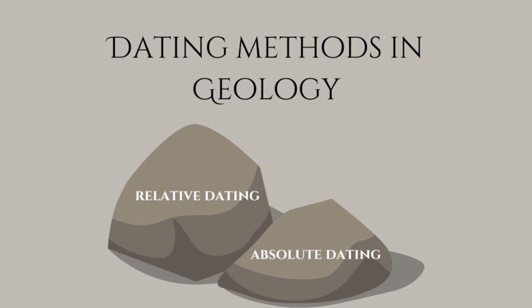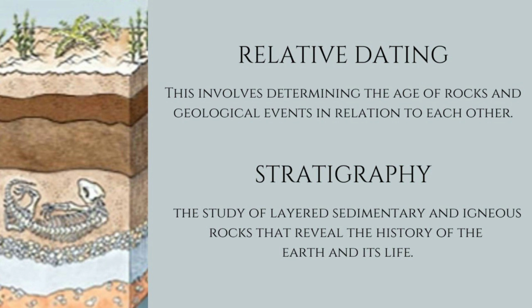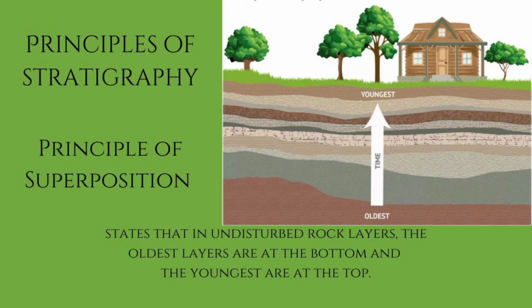There are two dating methods in geology. These are relative dating and absolute dating. Relative dating involves determining the age of rocks and geological events in relation to each other. Under relative dating, there is a method called stratigraphy. It is the study of layered sedimentary and igneous rocks that reveal the history of the Earth and its life.